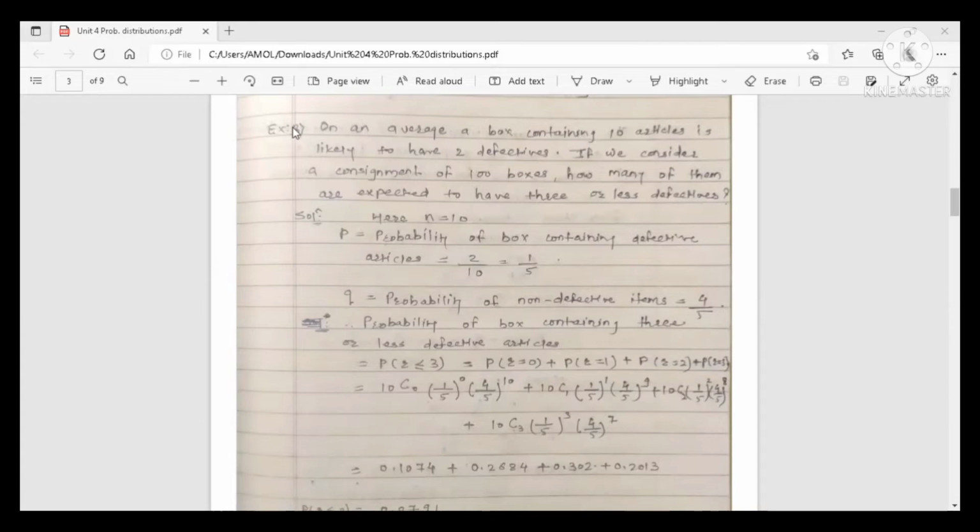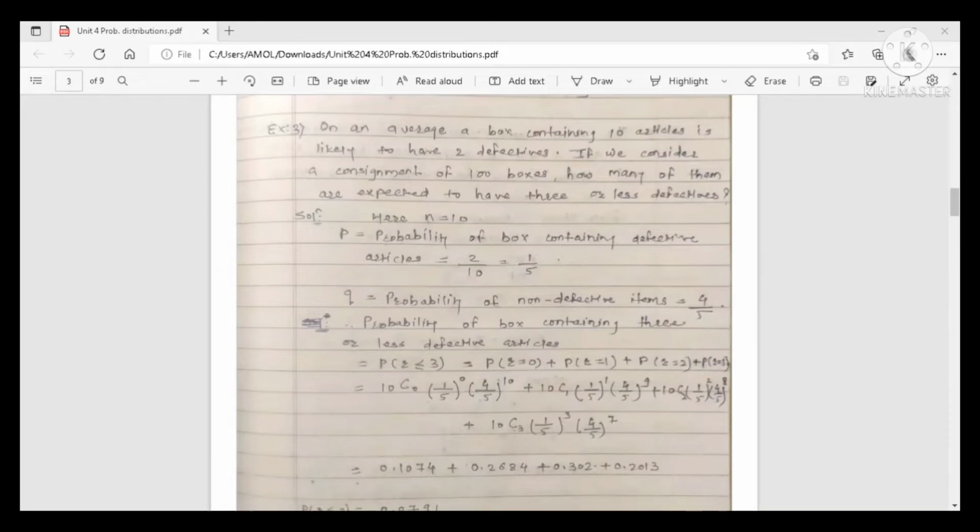So see the example. On an average, a box containing 10 articles is likely to have two defectives. If we consider a consignment of 100 boxes, how many of them are expected to have three or less defectives? Here, a box containing 10 articles is likely to have two defectives.